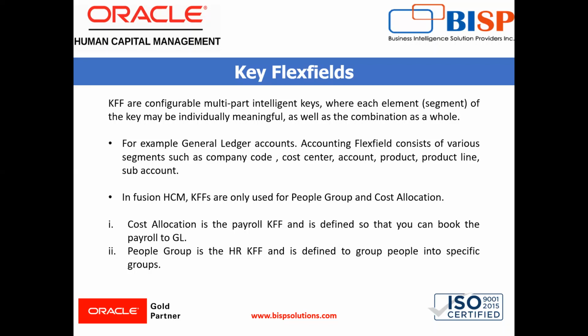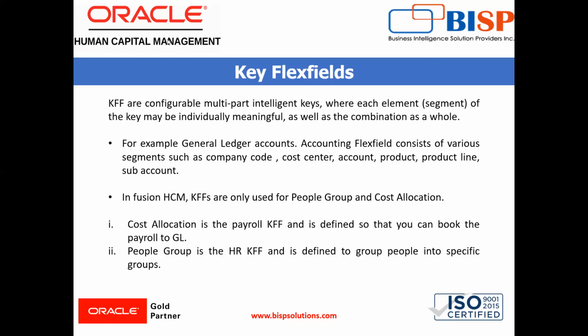Cost allocation is the payroll KFF and is defined so that you can book the payroll to GL. People group is the HR KFF and is defined to group people into specific groups. In this video, we are going to create people group key flex field. People group key flex field lets you add your own key information to the employee assignment. People group is a flex field like a job name, position name, and grade name.